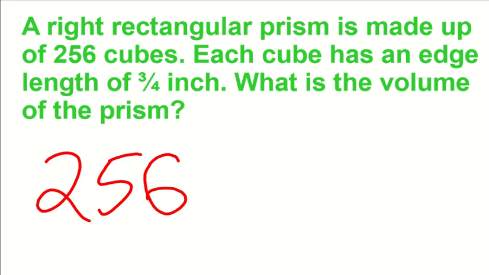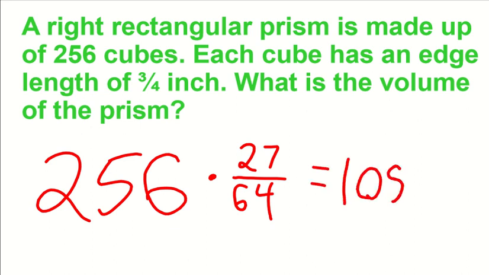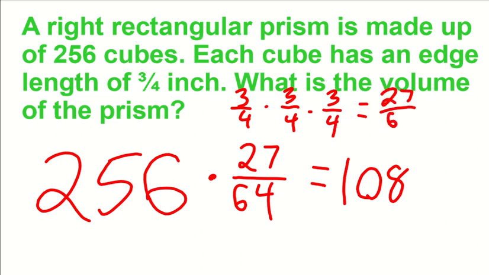David, what you got? 108 is correct. All right, so we start with the number of cubes they gave us, which was 256. We're going to multiply by the volume of the tiny cube. The volume of the tiny cube is 27/64, so that's going to give us 108. You get the 27/64 by doing 3/4 times 3/4 times 3/4. Any questions on that?